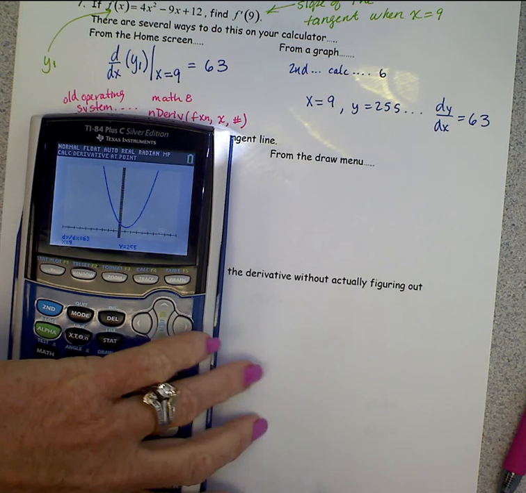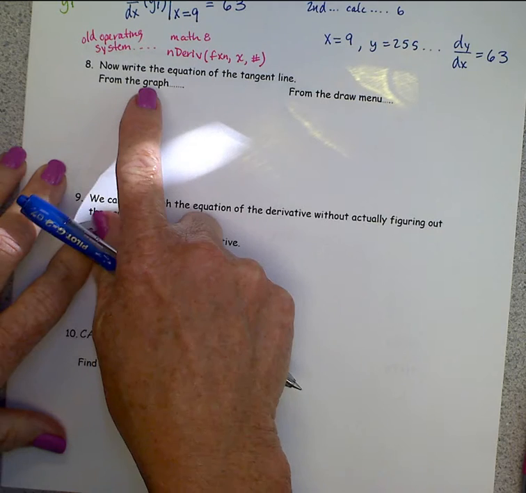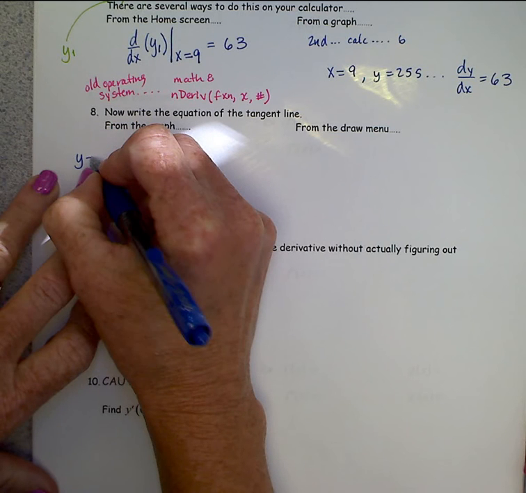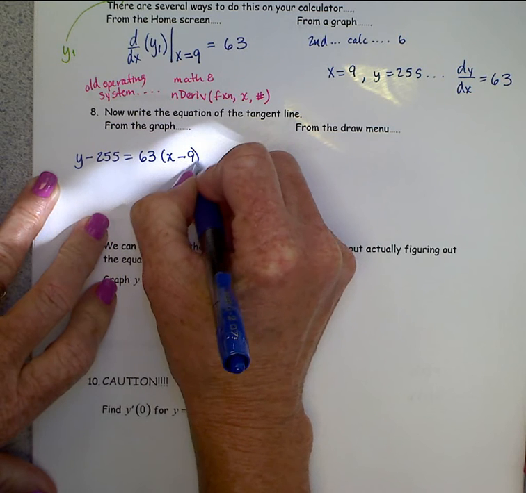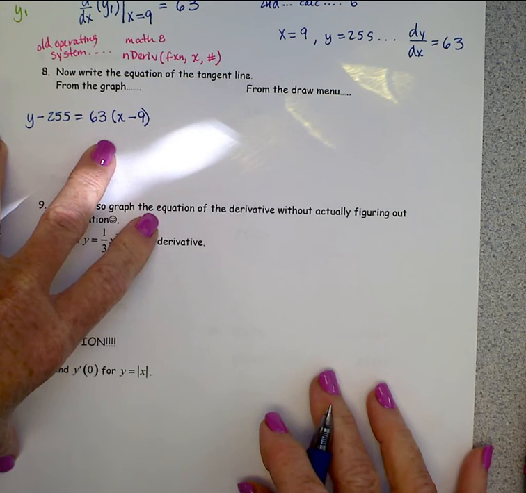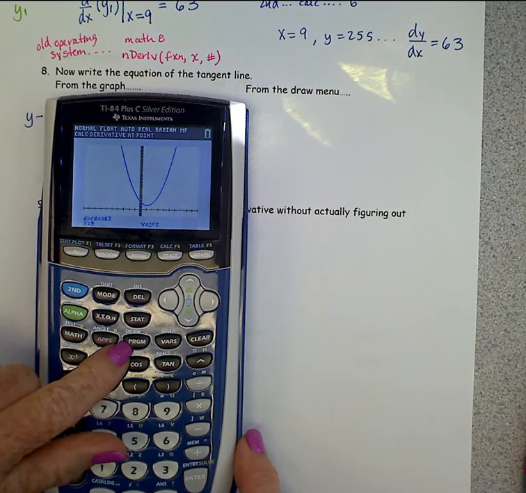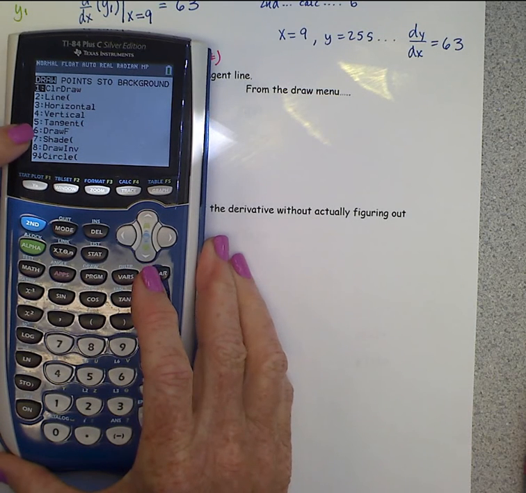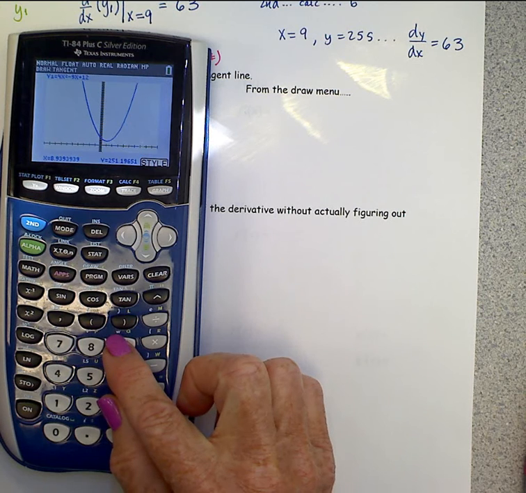Okay. Now write the equation of a tangent line. So from the graph, we got that information right there. We just found all that information. So y minus 255 is slope 63 times x minus 9. Okay so far? All right, now go to the draw menu. Draw is right here. It's second program. So second program, draw. We'll look at this one down here, 5. Draw a tangent. Now we want to draw a tangent at 9, so we'll just hit 9.